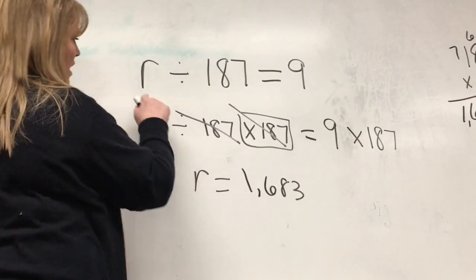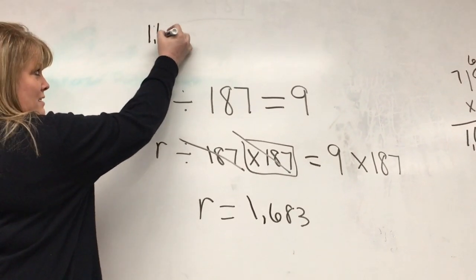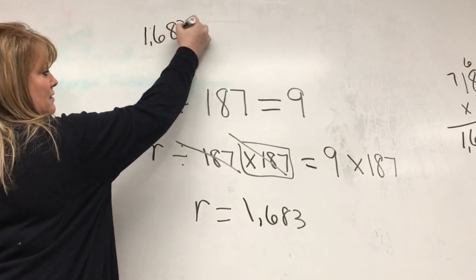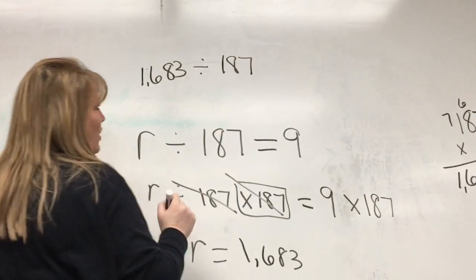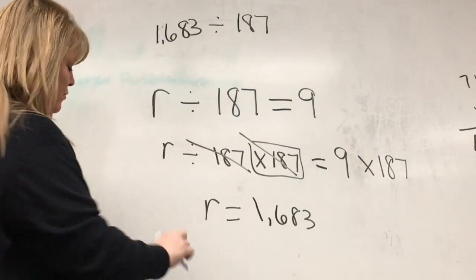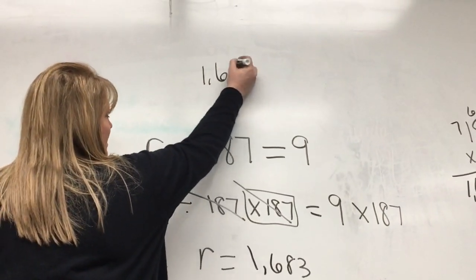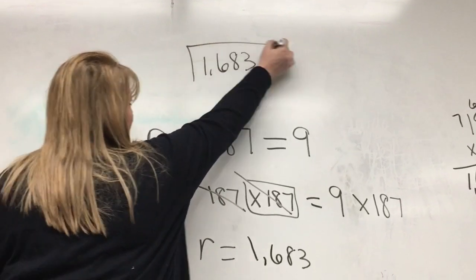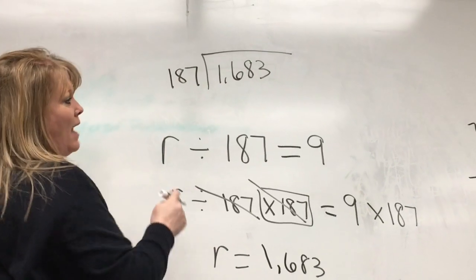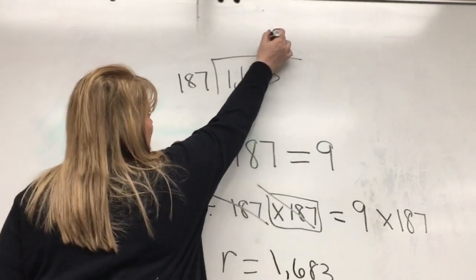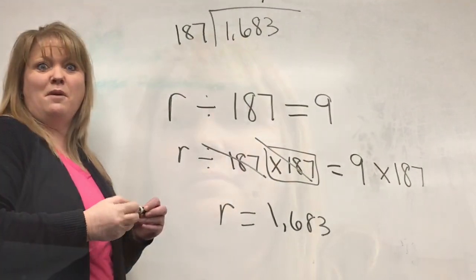Now I want to check my work. Always check your work. I'm going to substitute my r because now I know what it equals. 1,683 divided by 187. Or I probably should have written this in standard form. 1,683 divided by 187. And if I did the math, I would get 9. Great job, guys. Let's try some on our own.